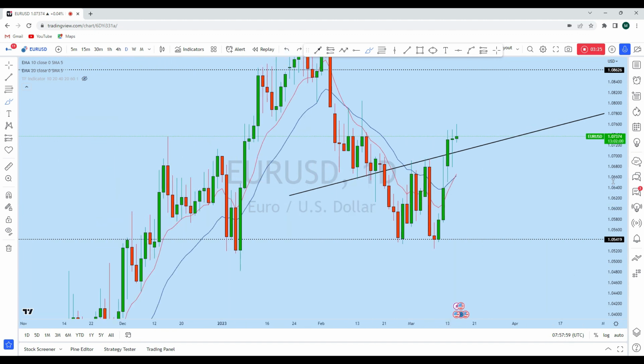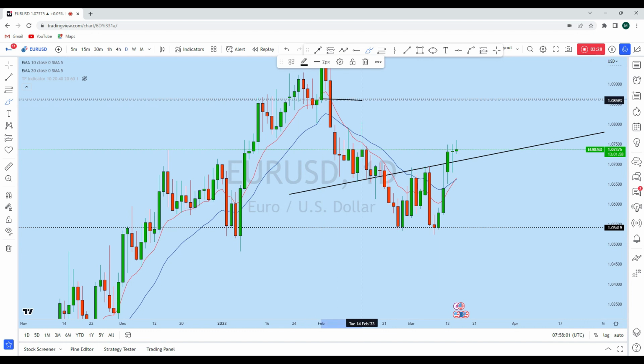From the higher time frame perspective, it is highly likely that EURUSD will come back up to this level to test this significant resistance zone.